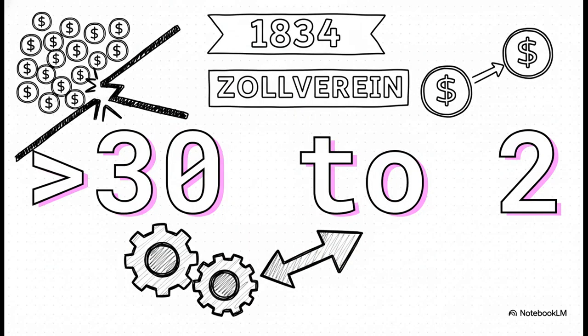So the solution came in 1834. A customs union was formed, called the Zollverein. Now, what did this union do? It removed most of the tariff barriers. And look at this. It reduced the number of currencies from over 30 all the way down to just 2. This made trade much, much easier and faster.